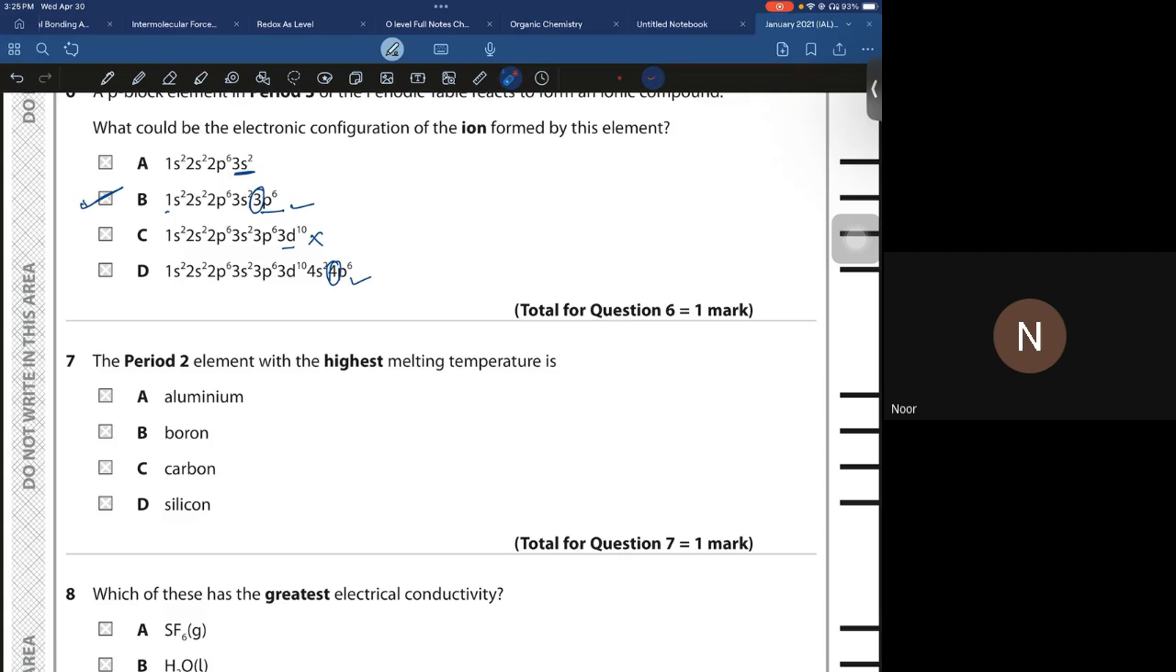So it is understood that the highest melting or boiling temperature would be that of carbon, because this is in period 2. Period 2 starts from lithium, beryllium, boron, carbon. Silicon is not in period 2, it's in another period, but it also has a high boiling and melting temperature.